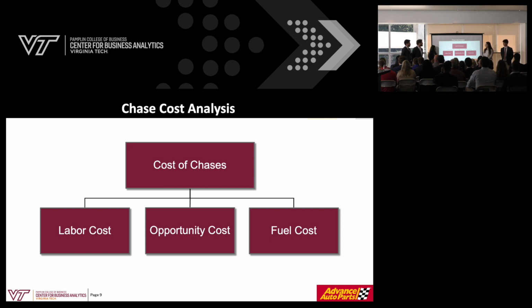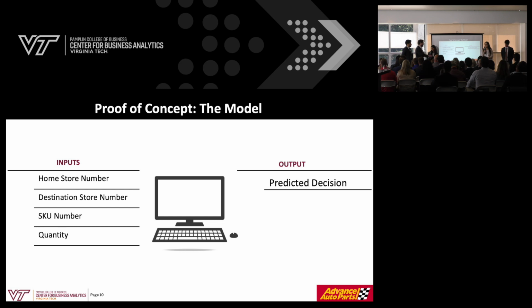I'll now be passing it on to Annie to talk about the proof of concept. Thank you, Sakshi. So we know that the chases happen for the pro customers. So even though they add up to a significant amount of the overhead cost, they might not be completely eliminated. So for that reason, we came up with a model that can be used by store managers to determine whether a chase should take place or not. The reason we decided that the store managers should be the ones to use it is because they're the ones who are dealing with the customers on a daily basis. So they know the needs and the wants of the customer. We have to keep in mind that this model only takes into account the profit and loss associated with the chase, but it does not take into account the relationship that the store manager has with their pro customer.